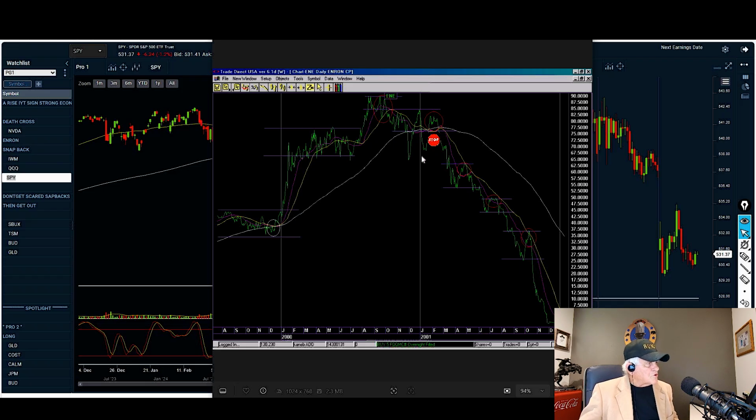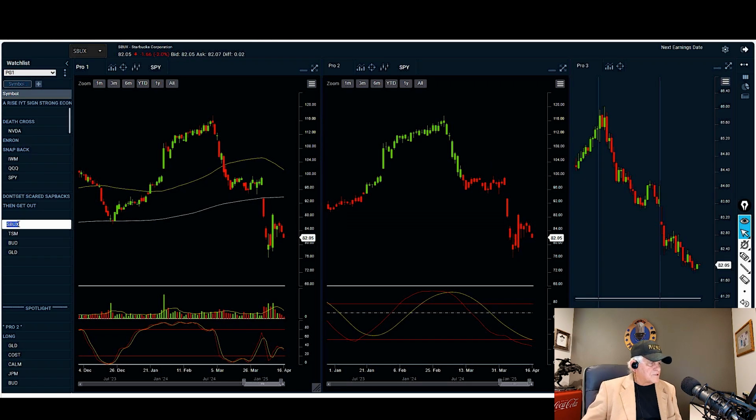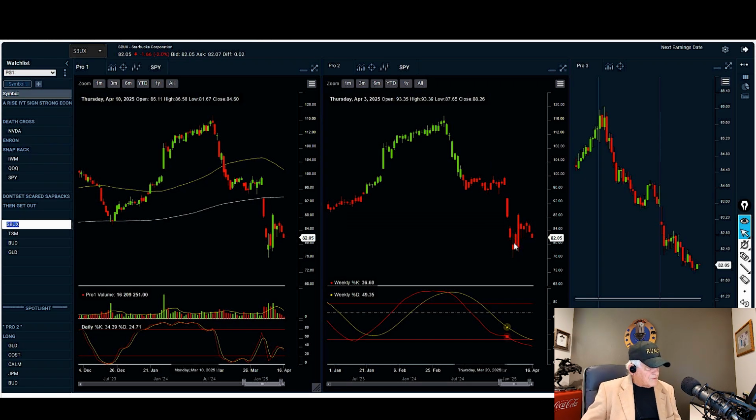So, again, crossovers are serious. And now we have all these crossovers in all of our important indices. That's not good.